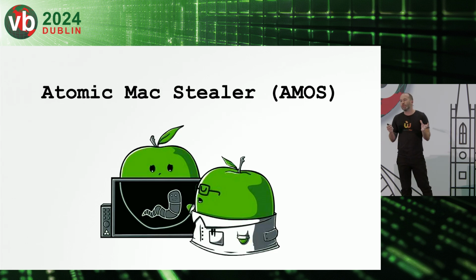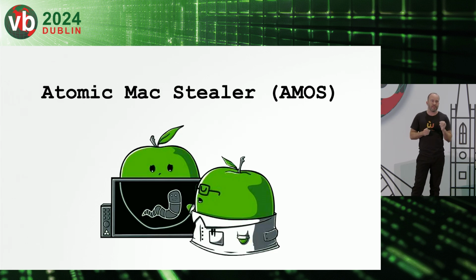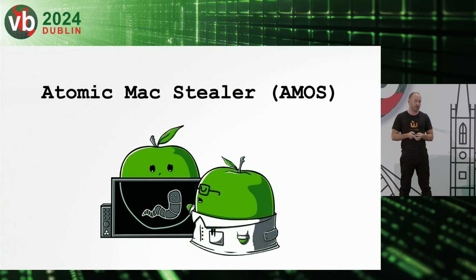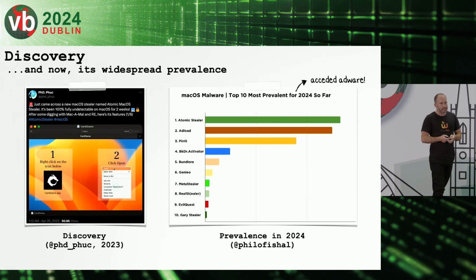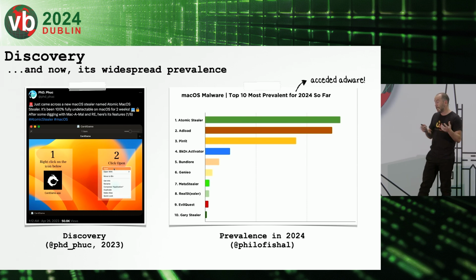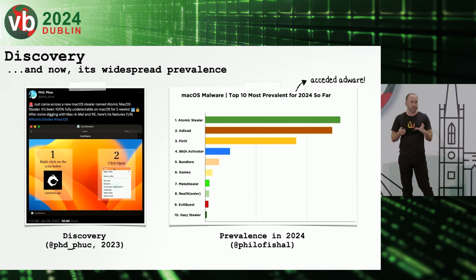So that's a brief overview. What I want to now do is dive into one of the most well-known stealers on macOS, known as Atomic, or Amos by its authors, because it's a great case study that illustrates exactly how these stealers work, how they infect Mac users, what information they're after, all the things. So this specific stealer was discovered in 2023, so pretty recent.